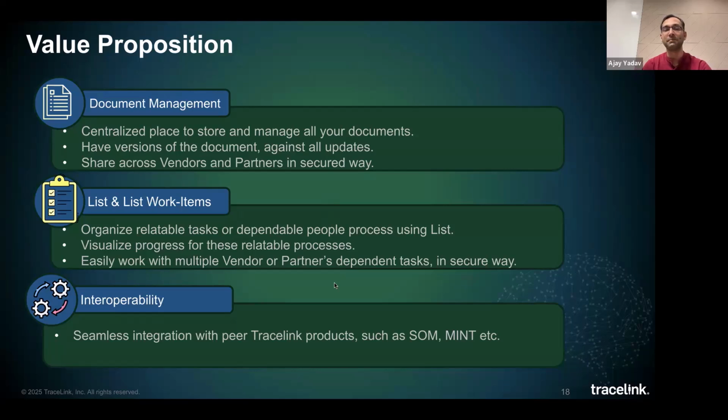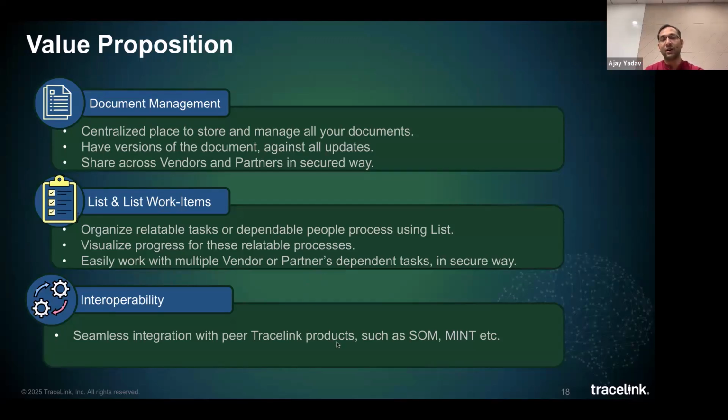Moving on, many times for one particular thing, you need multiple people to work along to facilitate something. For those use cases, there is a list and list work item related concept also available in Poet, where all such related tasks and dependable people and processes, you can group them together under a list. That helps you really see, okay, once this task is done, where are the other tasks, by when are they done, and who is working on them. You will get visibility to all those dependable works as well. So list really empowers you to logically group all those related people and processes.